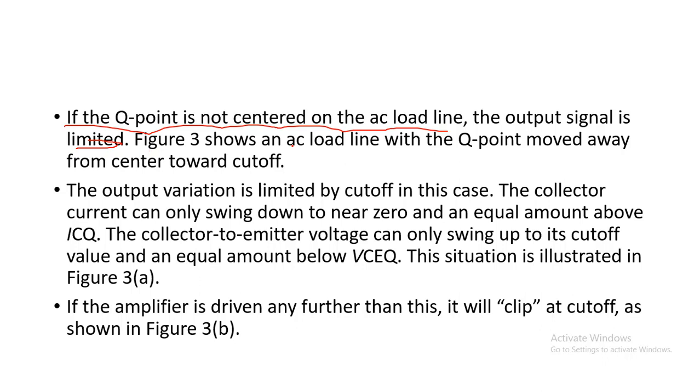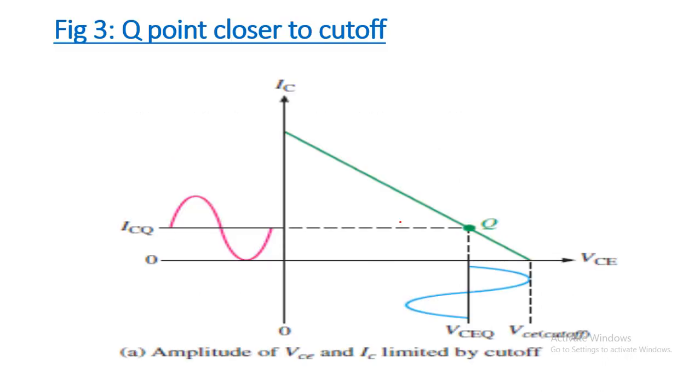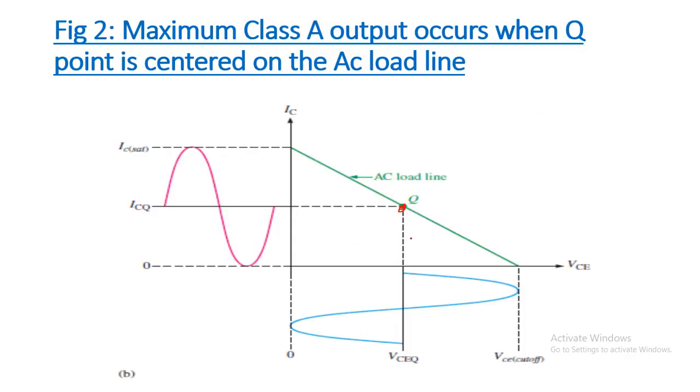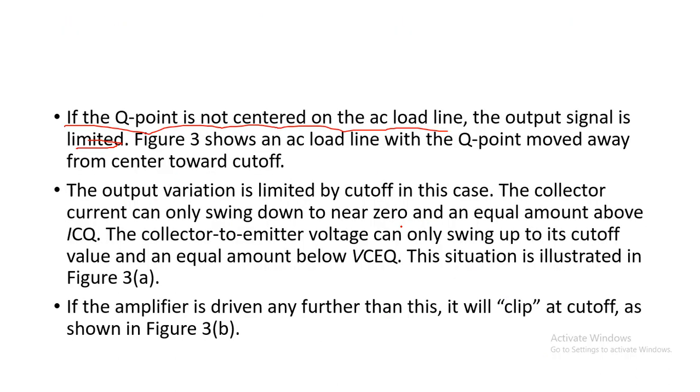But figure 3 shows the AC load line with the Q point moved away from the center towards the cutoff. Let's say this Q point is now shifted to this side, so you see that the output is now being limited. This is not much of an improvement in the amplification of the input. In the case like this, it was the maximum, the best, or you can say the maximum efficiency of the input signal amplification.